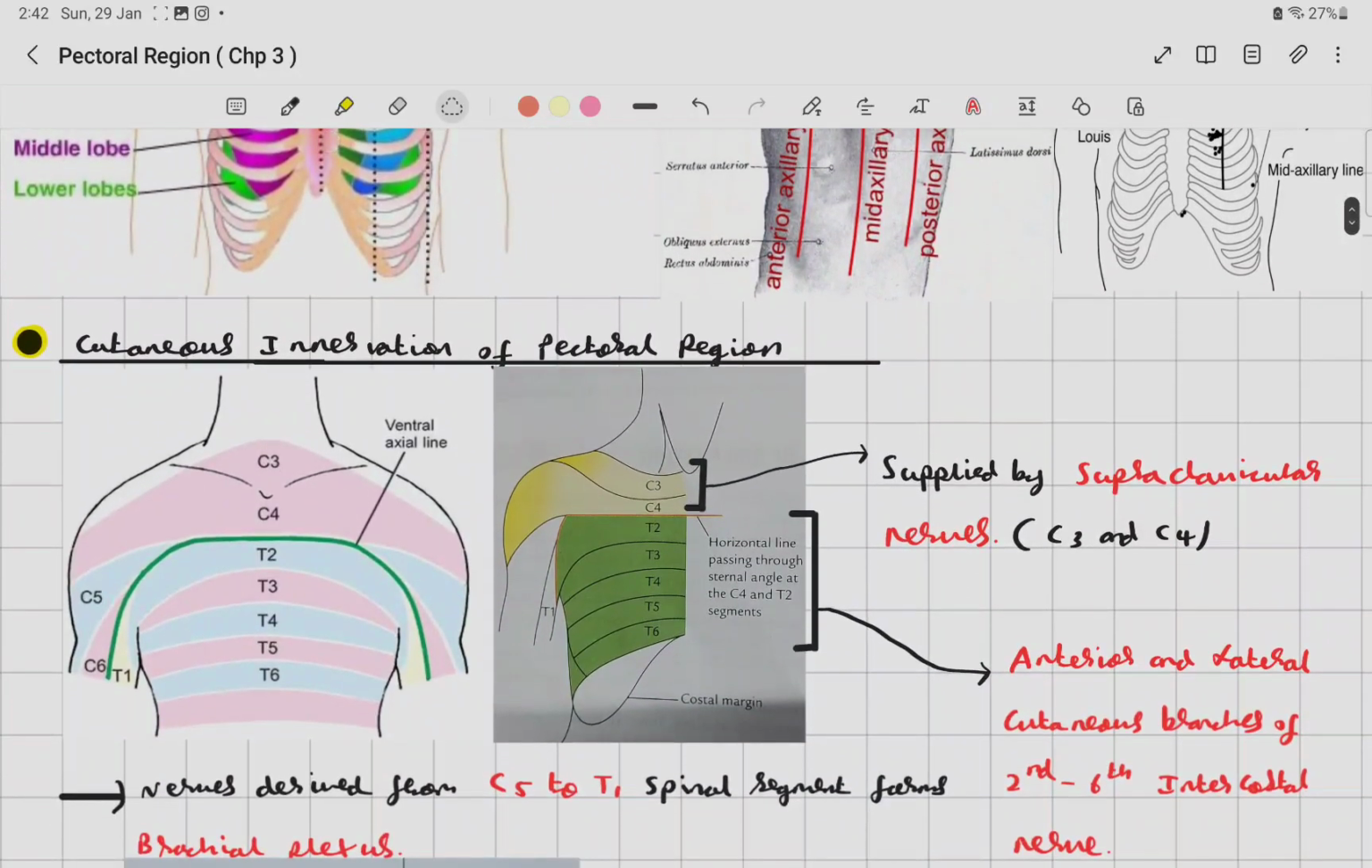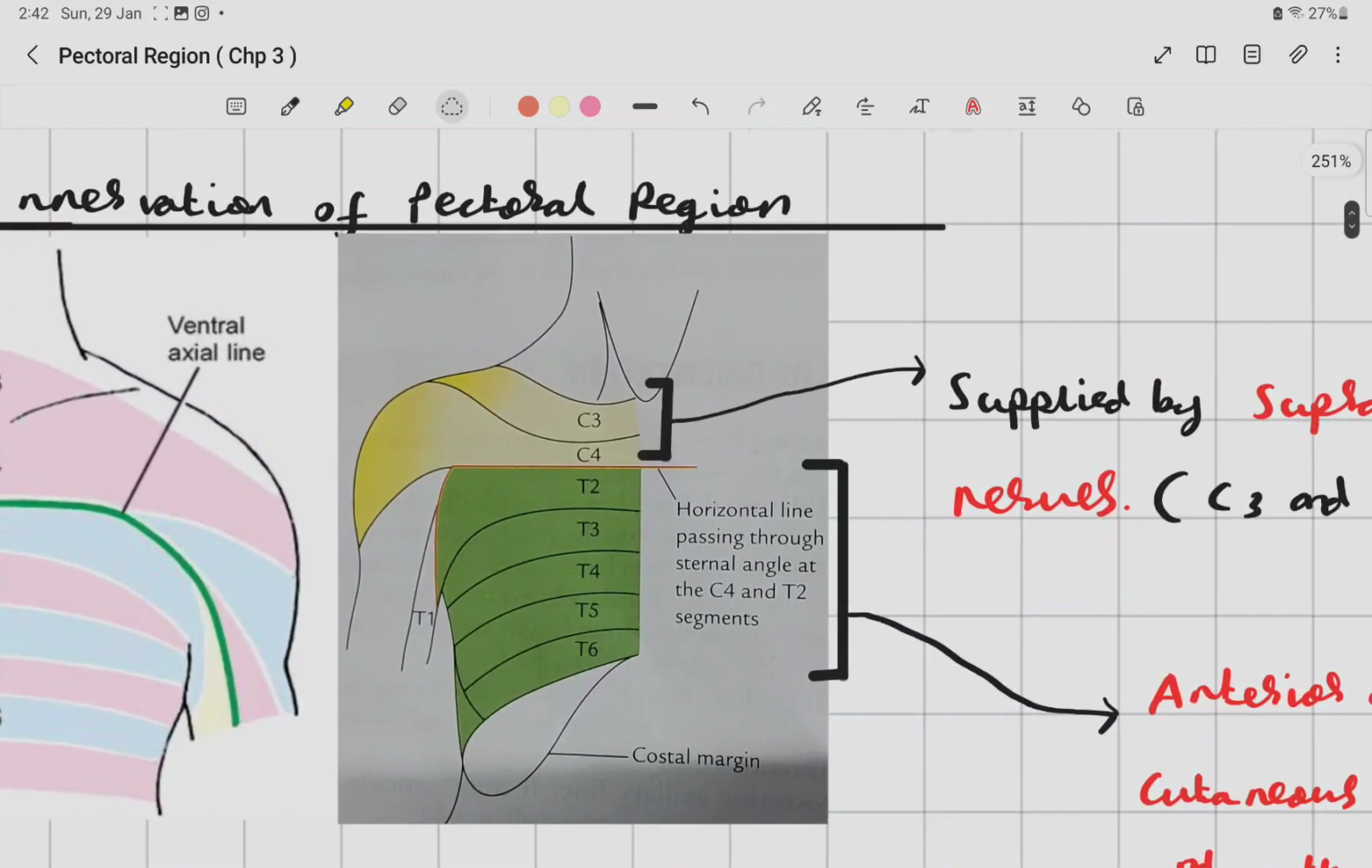Now the cutaneous innervation of the pectoral region. As you can see here, a horizontal line is passing through the sternal angle, or angle of Louis, at the C4 and T2 junction.